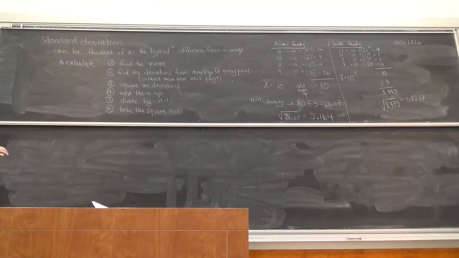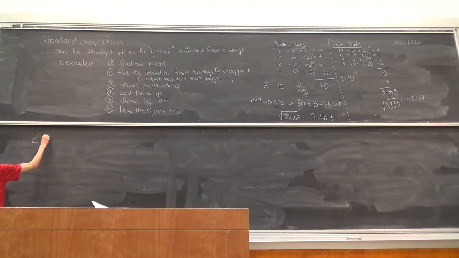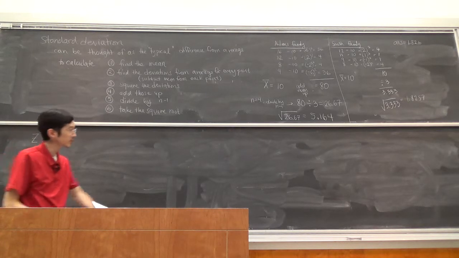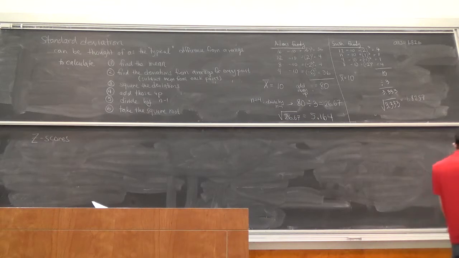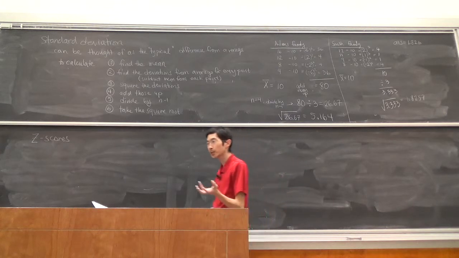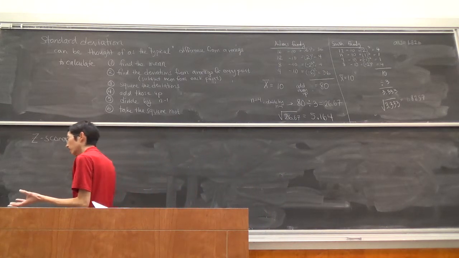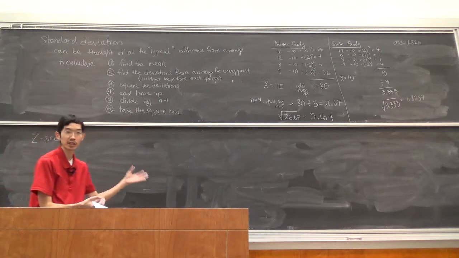Okay, the last thing I want to cover today is what we call z-scores. Z-scores make use of our standard deviation. The standard deviation is a measure of spread that tells us the typical distance from the mean. A z-score tells us, for a measurement that we have, how different it is from the mean, but not just in units, but in standard deviations.